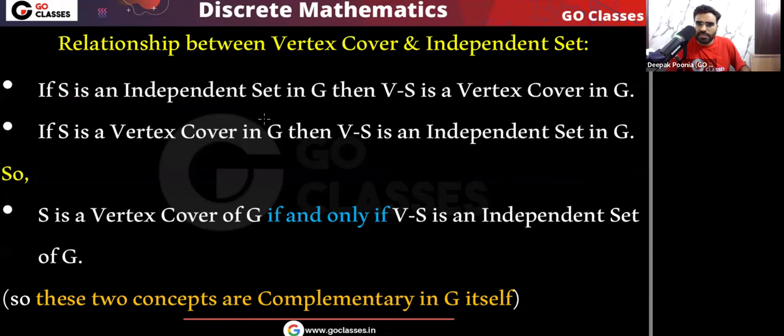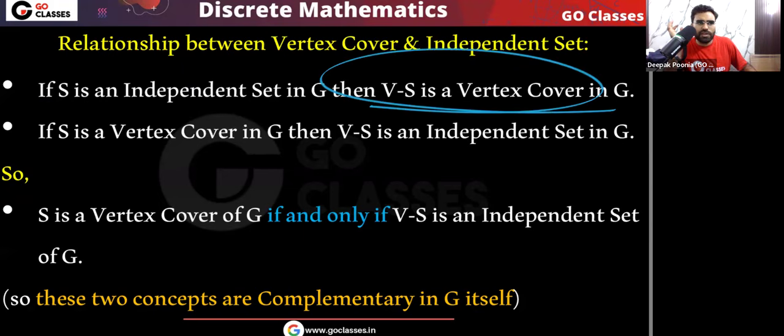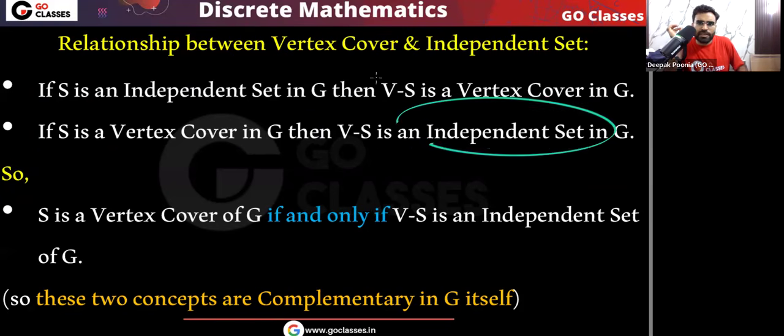If S is an independent set in the graph G, then the remaining vertices will be a vertex cover in the graph G. In the graph G, if a subset of vertices S is an independent set, then the remaining vertices will make a vertex cover. Similarly, if S, a subset of vertices, is a vertex cover, then the remaining vertices V minus S will be an independent set. So I can say that S is a vertex cover in the graph G if and only if the remaining vertices are an independent set in the graph G.